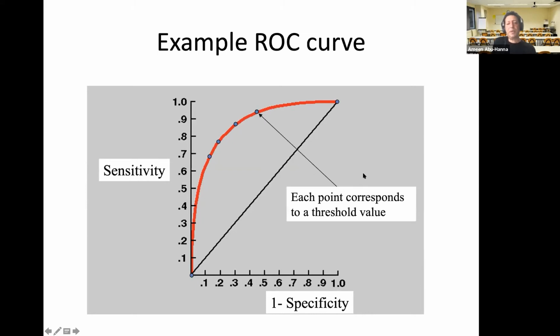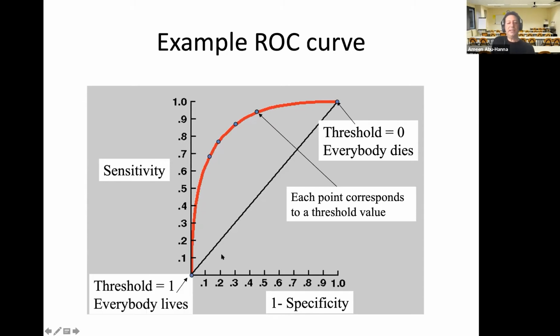So if I look at this point, this is exactly the point with the threshold of 0. If you say everybody will die according to your model, then you are 100% sensitive because you caught all of those who really died. And this point is the other way around. You said everybody will live according to my model, and your sensitivity is 0 because you caught none who died. But the specificity will be exactly the other way around. Here I'll be 0 specific, and here I'll be 100% specific, so 1 minus specificity will be 0.